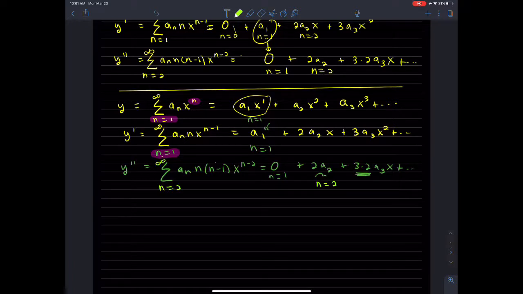So there you have it. Pretty much, if you're taking a derivative of a series, you only increase the counter by 1 if it starts with a constant.